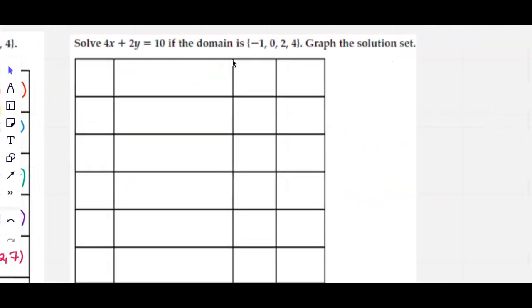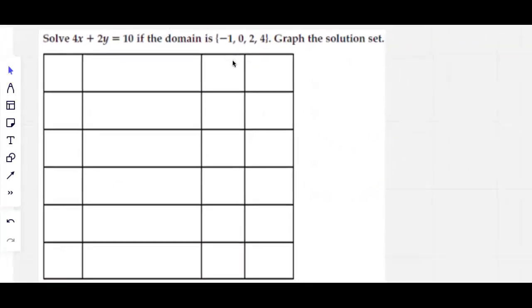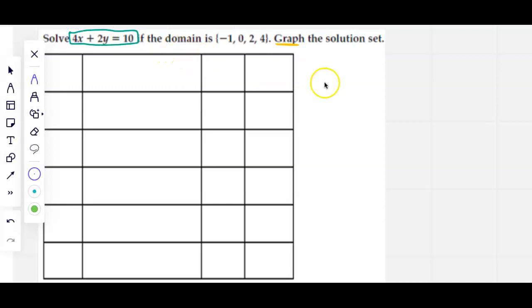There we go. So this time we're asked to solve 4x plus 2y equals 10 if the domain is -1, 0, 2, 4, and this time we're asked to graph the solution set. So the first thing we want to do is take our equation here, 4x plus 2y equals 10, and we're going to rewrite it out to the side here. We're going to solve it for y. So we got 4x plus 2y equals 10.